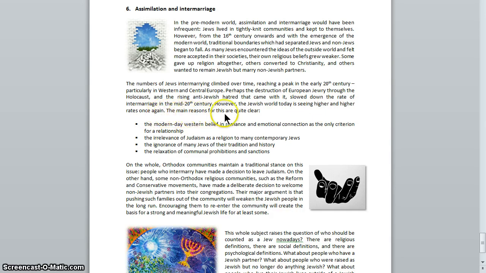The main reasons for this are quite clear. The modern-day Western belief in romance and emotional connection as the only criterion for a relationship. The irrelevance of Judaism as a religion to many contemporary Jews. The ignorance of many Jews of their tradition and history. The relaxation of communal prohibitions and sanctions.